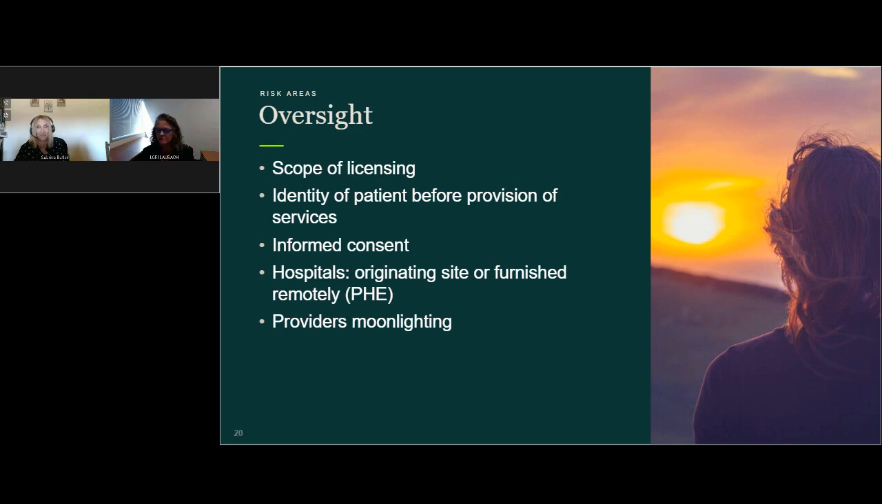I'm going to talk about a couple other things and then pass it back to Sabrina on the consent piece. But hospitals have the originating site or furnished remotely ability. That means they're able to bill, during the PHE, the HCPCS code Q3014. That's the originating site facility fee, which I was just talking about.